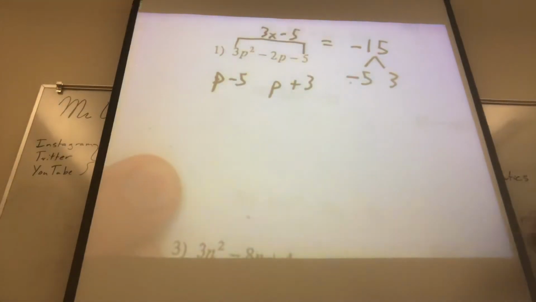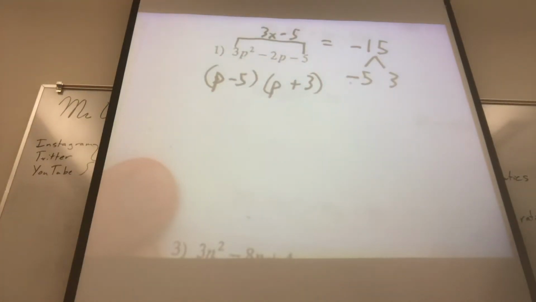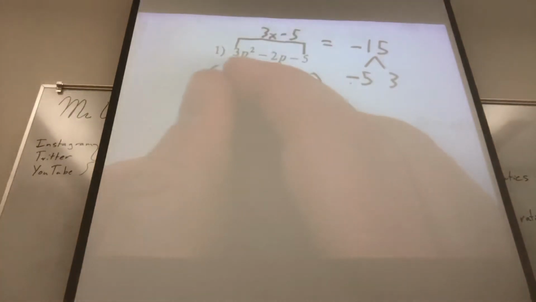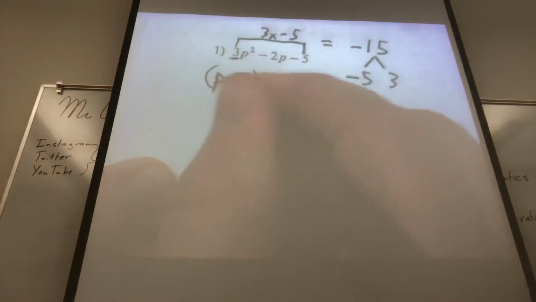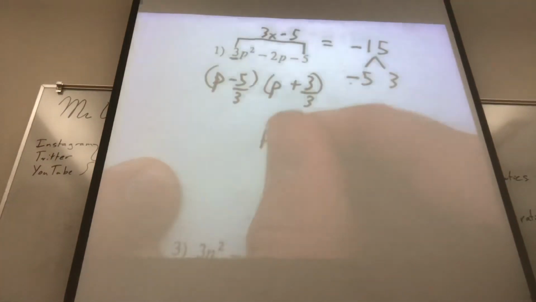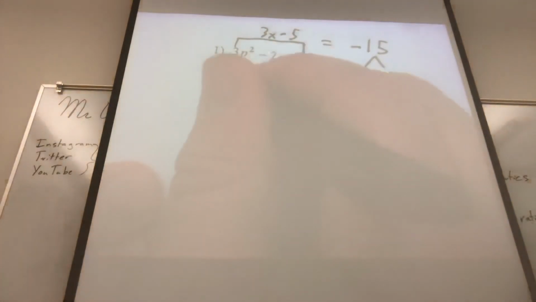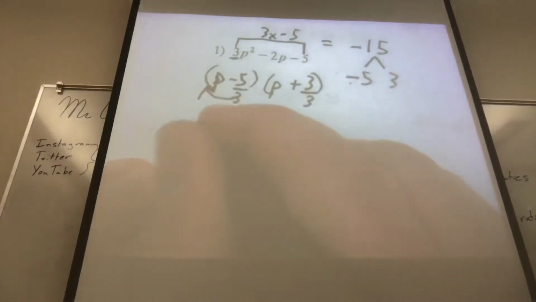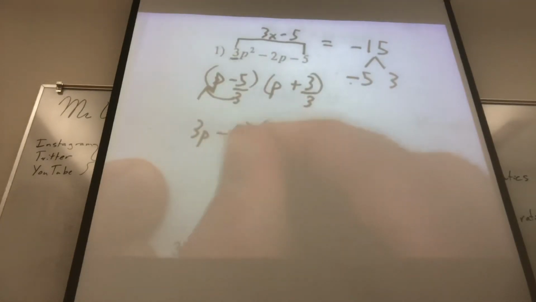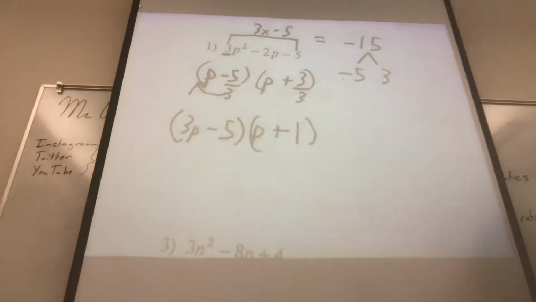Then I'm going to divide both of these factors by my A value. Okay? It's not a set number every time. It's always the A value, which in this case is 3. I divide by 3. I divide by 3. If it goes in evenly, I write my result. 3 divided by 3 is 1. This is P plus 1. That's one of my factors. If it does not go in evenly, I make it move to the front. That's 3P minus 5. So that's my two factors for that. 3P minus 5 and P plus 1.